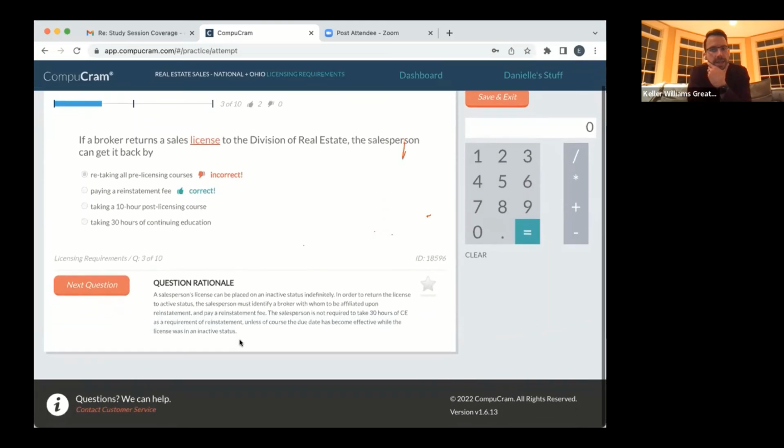A salesperson's license can be placed in inactive status indefinitely. In order to return the license to an active status, the salesperson must identify a broker with whom to be affiliated upon reinstatement and pay a reinstatement fee. A salesperson is not required to take 30 hours of CE as a requirement of reinstatement.